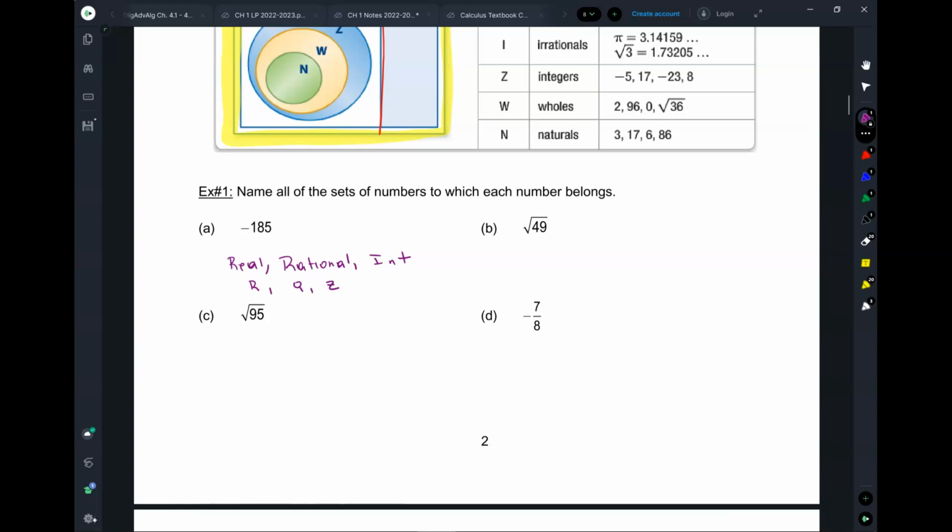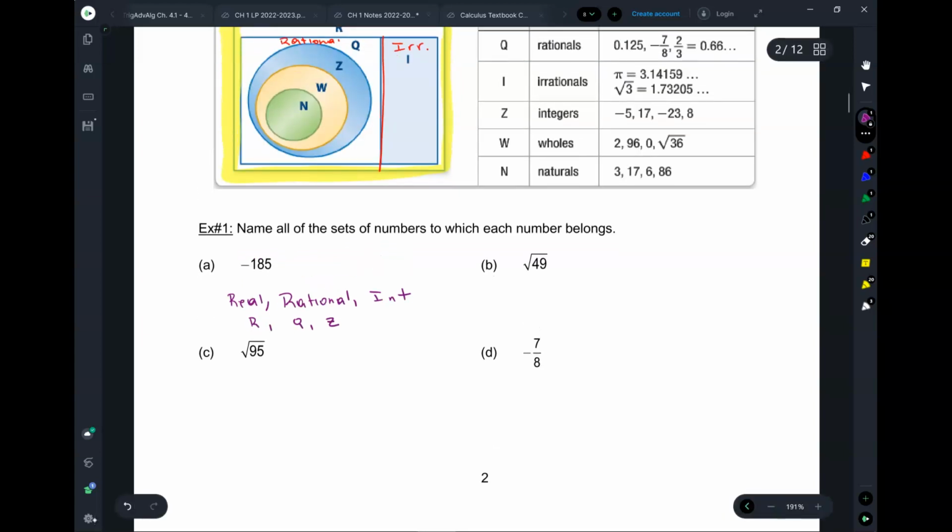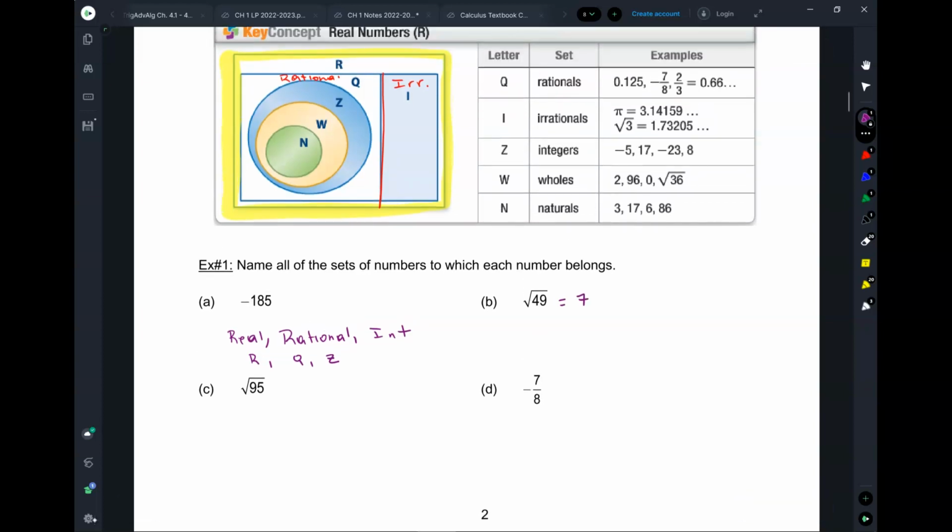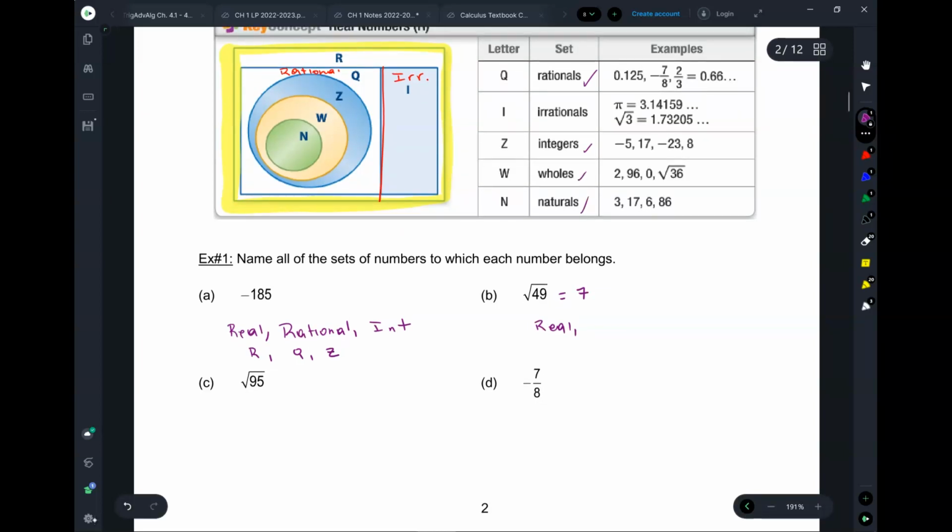What about root 49? Real number, rational, and whole. So what is that? This is 7, right? So it's a real number. Is it a rational? Yeah. Yep. So if it's rational, it's not irrational, right? Is it an integer? Yeah. Is it a whole number? Yeah. Is it a natural number? Yeah. Okay. So it's basic. Okay, so now I'm gonna get lazy and just write an R. Okay, so it's all of them except for irrational.